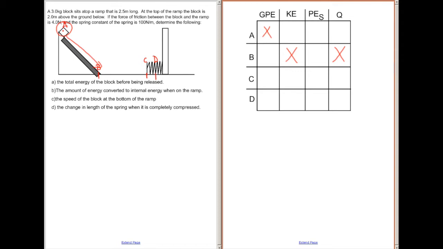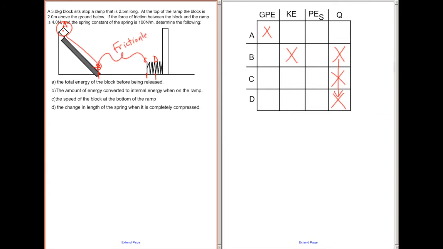Now, once the block has picked up that thermal energy, it's going to stay throughout the rest. That block is going to keep that heat energy. So I'm going to put an X in each of these boxes at point C and D because that block will have picked it up. Now, from point B to C, it's frictionless, so it's not going to pick up any additional thermal energy during that time. So the kinetic energy at point C is going to be the same as it is at point B because of that frictionless surface. And then eventually that kinetic energy from C to D is going to be converted into potential energy in the spring, so I'm going to put an X there.